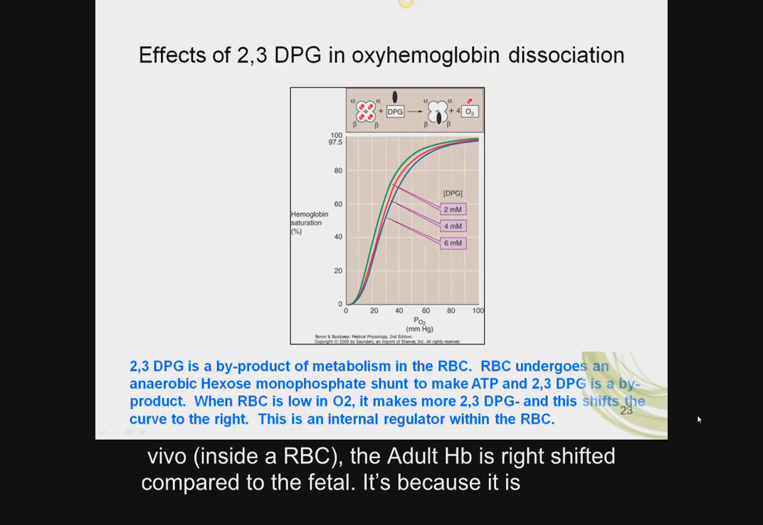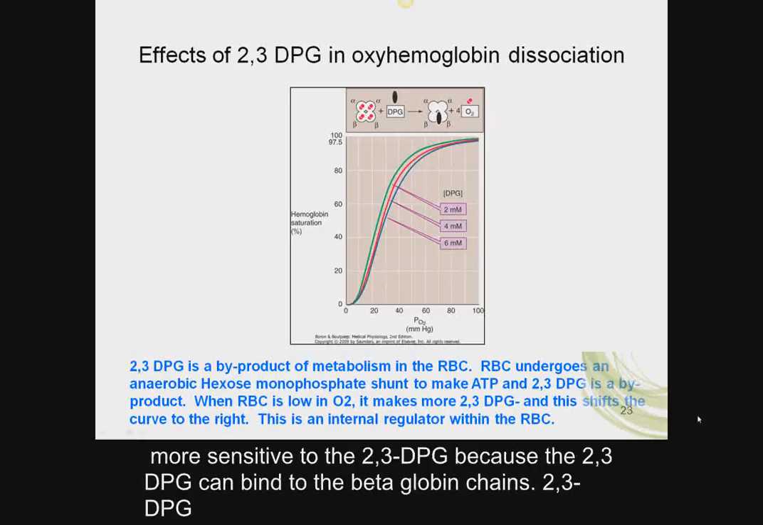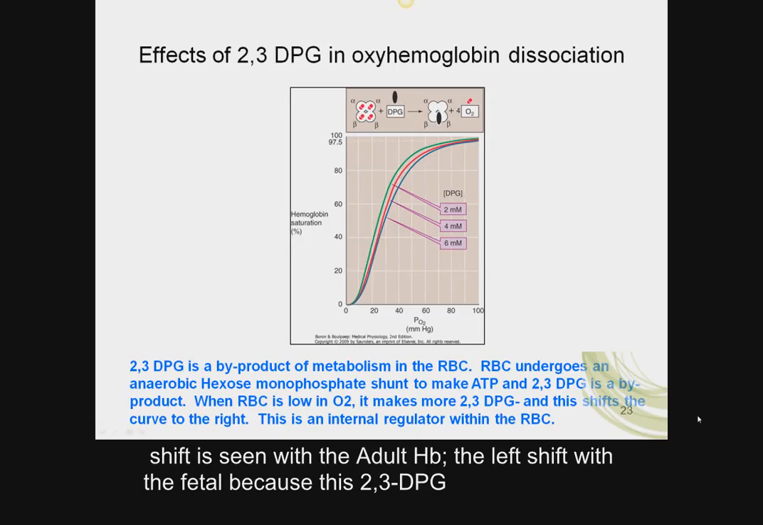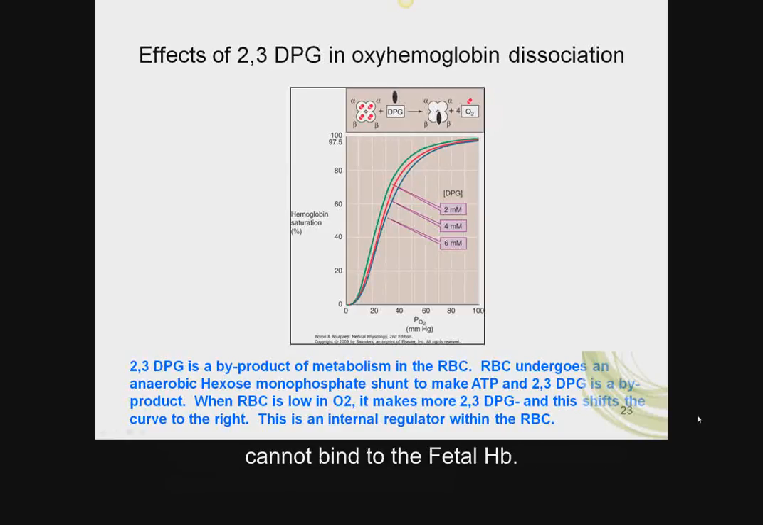This is the reason why I said in vivo, inside a red blood cell, the adult hemoglobin is right shifted compared to the fetal. It is because it is more sensitive to the 2,3-DPG, because 2,3-DPG can bind to beta-globin chains, but it cannot bind to gamma subunits. Again, this right shift is seen with the adult hemoglobin, and a left shift with the fetal, because the 2,3-DPG cannot bind to fetal hemoglobin.